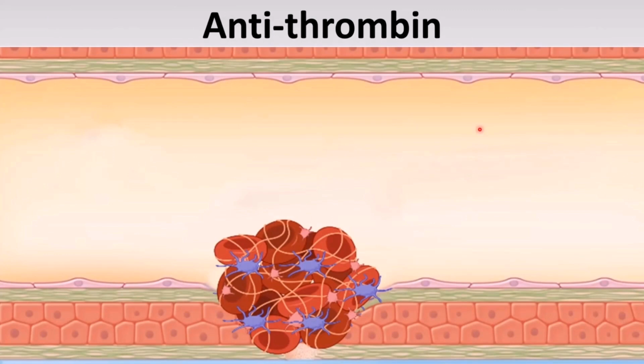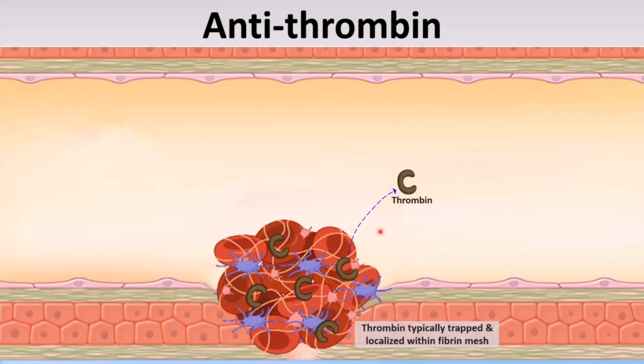So antithrombin, as the name suggests, is particularly effective in inhibiting thrombin. How does it work? Now, you imagine that thrombin is typically trapped and localized between the fibrin mesh itself, right? Because we say that thrombin, when it's activated, is going to be restricted to the clot itself. Okay, but there will be times when there are thrombins that leak out and get straight into the circulation itself.